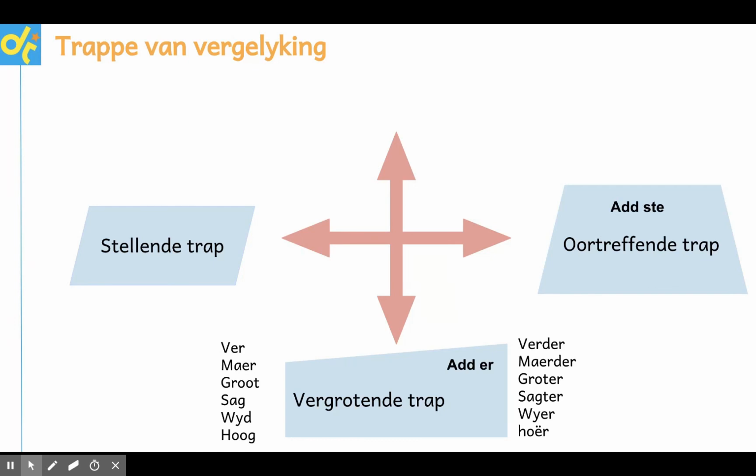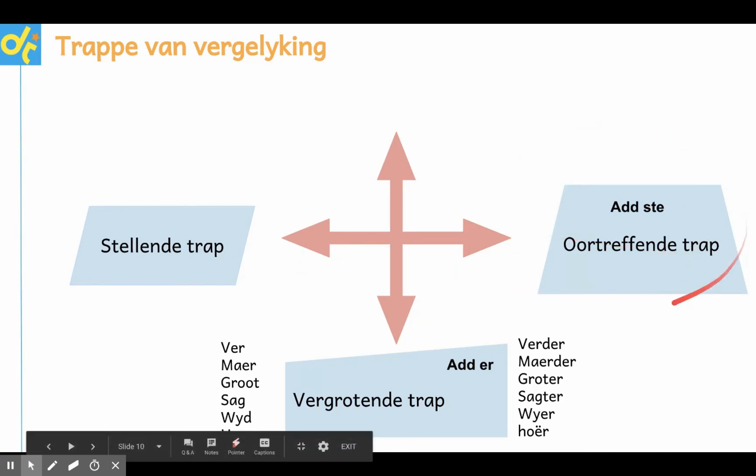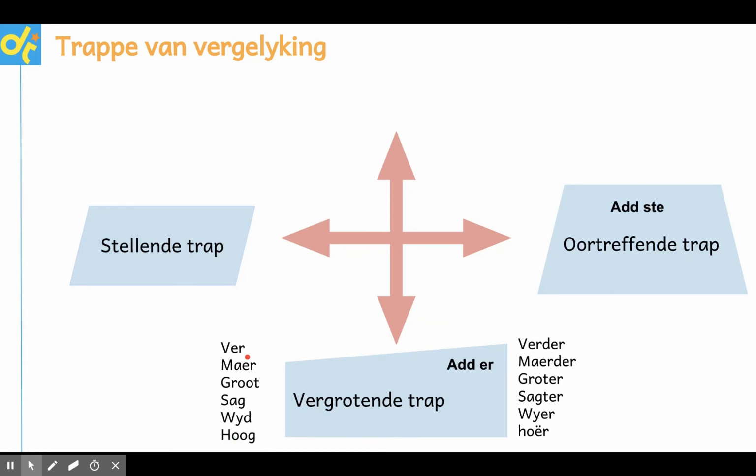And then the oortreffende trap is your STE. You simply take your stellende trap and you add your STE. If a word ends in an S, make sure you still add STE. So even though they are two S's next to each other.